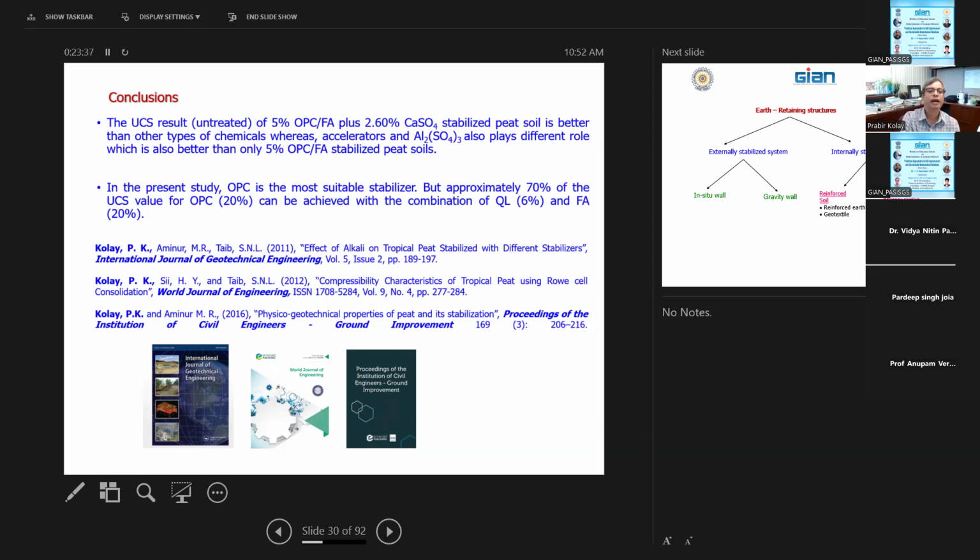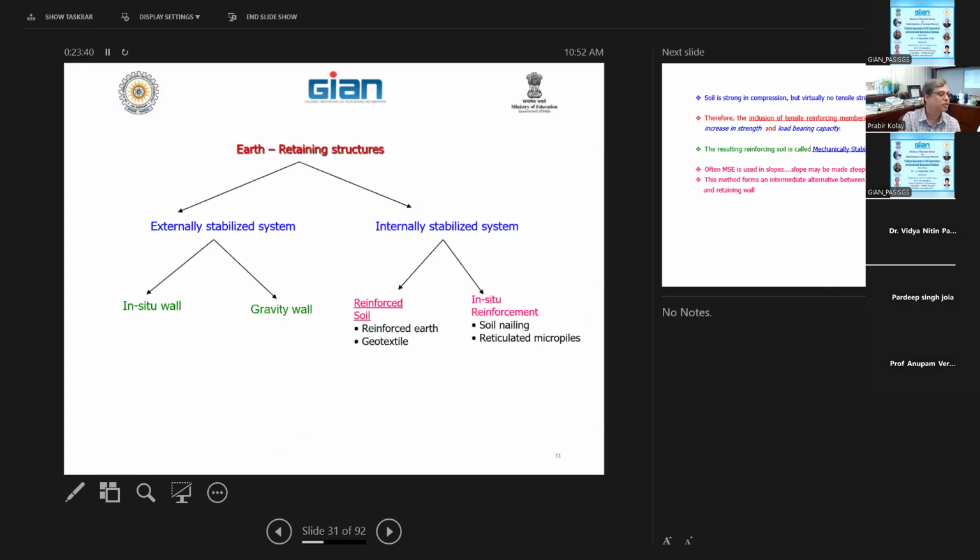Then I'm going to talk about the earth structures, or earth retaining structures. Okay. So again, this is the last topic. Basically, we're talking about earth retaining structures or MSE wall design. External stabilized system, that's the in-situ wall, the gravity wall. Internal stabilized system, that's where reinforcing comes into the picture. So reinforced earth, or geotextile material can be used. We'll talk a little bit about geosynthetic material. And then in-situ reinforcement, you can use soil nailing, you can use reticulated micropiles. A micropile is basically another type of soil nail, a smaller diameter pile.